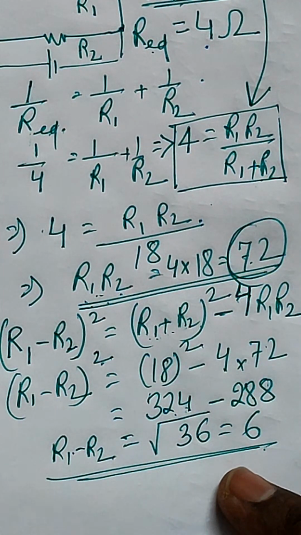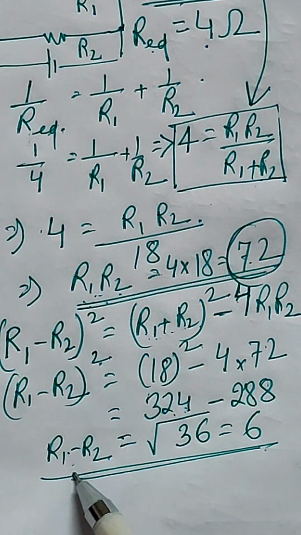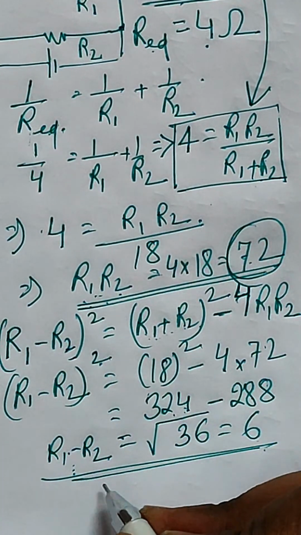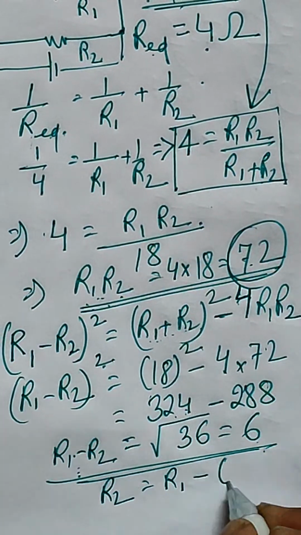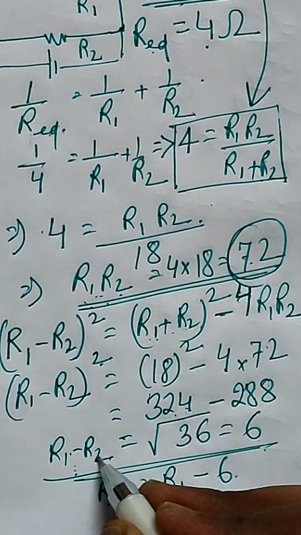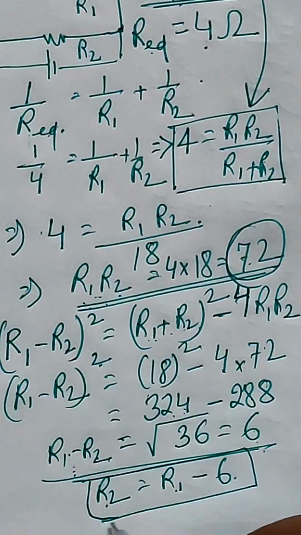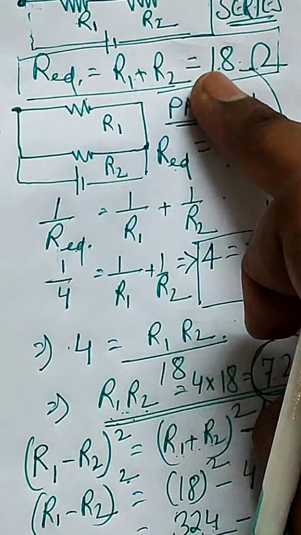So what we will do, just substitute the value of R2 from here. We can write R2 as R1 minus 6, second resistance equal to first resistance minus 6. From this equation, just put this value into the first equation, that is R1 plus R2 equal to 18.